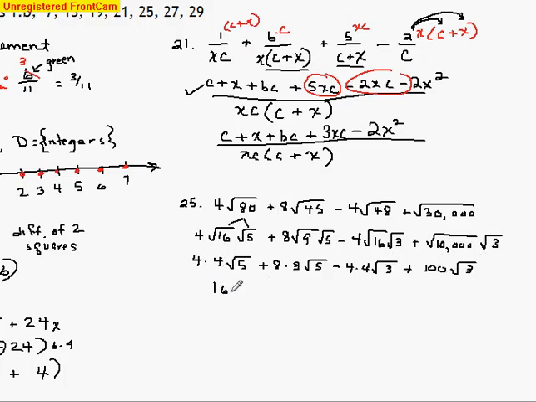Multiply these together: 16 square root of 5 plus 24 square root of 5 minus 16 square root of 3 plus 100 square root of 3. And we just add these together. If we add those up, we're going to get 40 square root of 5 plus, since 100 minus 16 is 84, 84 square root of 3. Just make sure that one's right as well. 25. Yep, perfectly right.